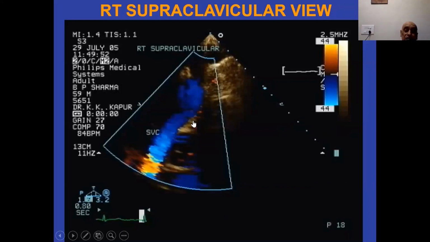And you'll not see this left innominate vein joining the right innominate vein. So you'll not see the left innominate vein on top of the arch of the aorta. You'll in fact see, from the left supraclavicular view, the left innominate vein going vertically down, parallel to the descending aorta, for the left SVC.